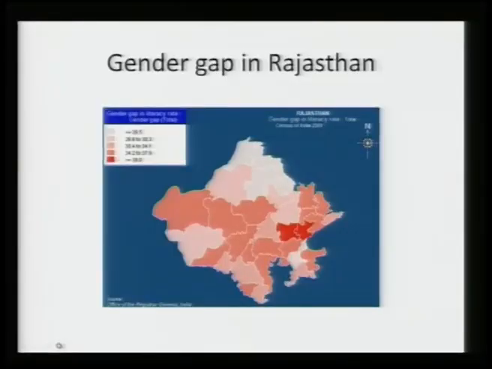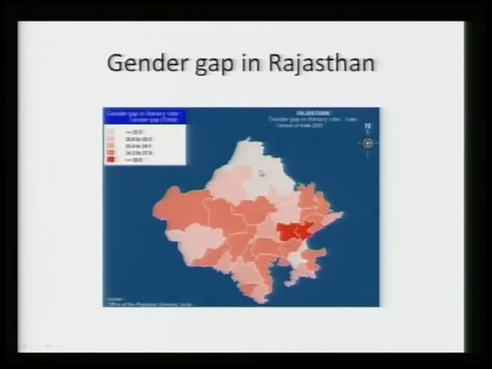Gender gap, this is an interesting map for you students of sociology. This is gender gap, and this shows the gap in literacy, meaning male literacy rate minus female literacy rate. This is not male literacy or female literacy, this is the gender gap in literacy, and the darker the color of some area, the greater is the gap between male and female literacy there. And you find that very red part here where you have a high gap.